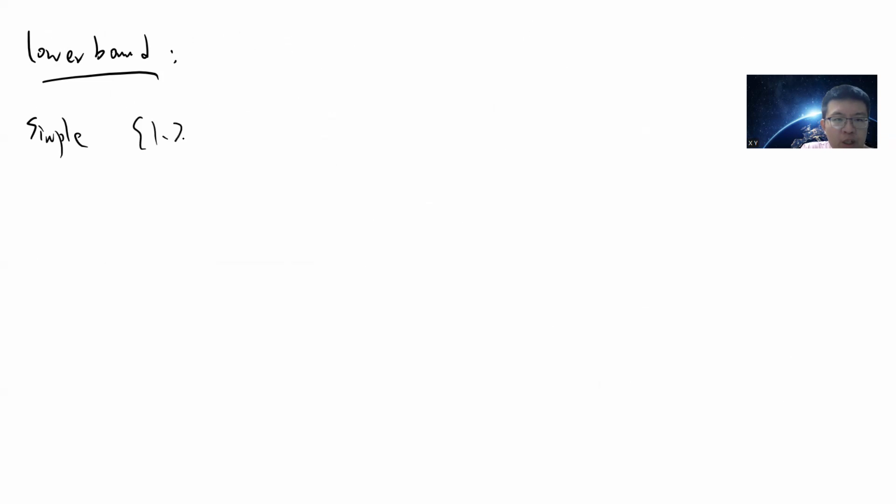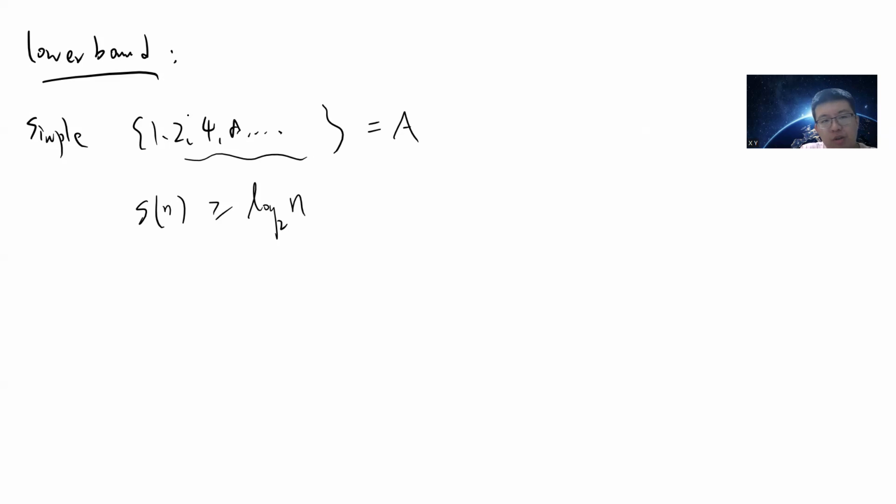Okay, so now we want to get a lower bound. The lower bound is not hard to do, because I need to construct a Sidon set. A simple example is that one can consider 1, 2, 4, 8 and so on to be A. It's easy to see that this must be a Sidon set. And then S(n) is greater or equal to log 2n. This is easy to see because you just take the powers of 2, and then they're all different. So these are simple lower bounds that one can achieve.